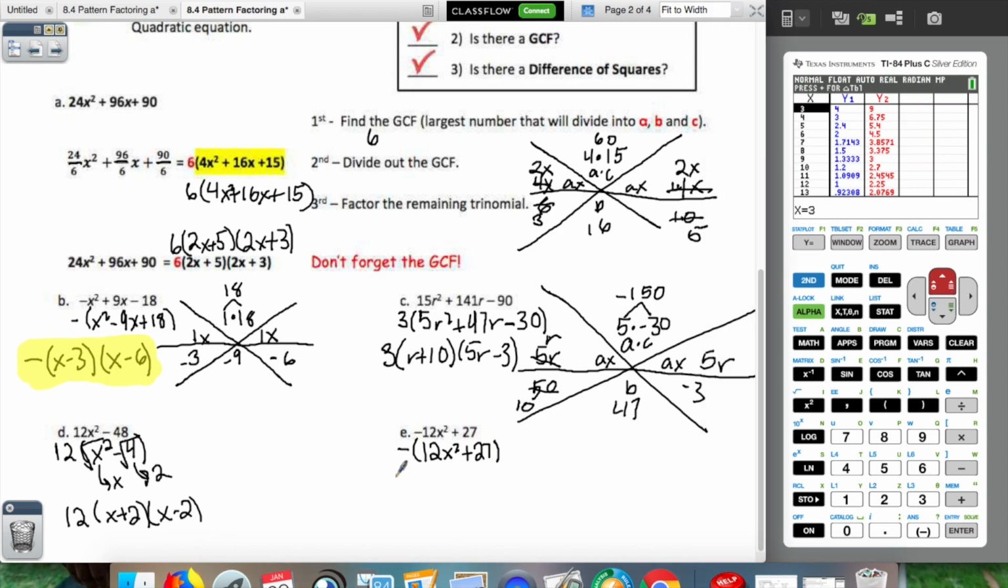So that means we'll have negative 3 because we got to keep the negative. And then what's 12 divided by 3? Well, that's 4. So 4x squared plus, and then what's 27 divided by 3? 9. 4x plus 9. Now, is this 4x squared? Oops, forgot the x squared. Is this one a difference of squares? Well, no, it's not. I'm sorry. So we can't do that.